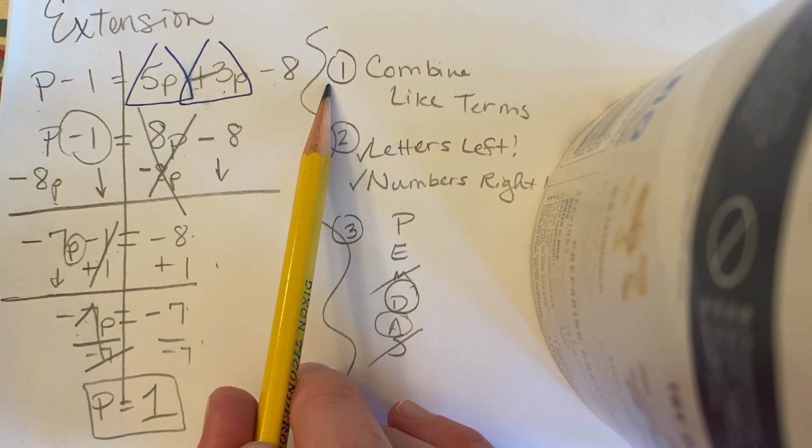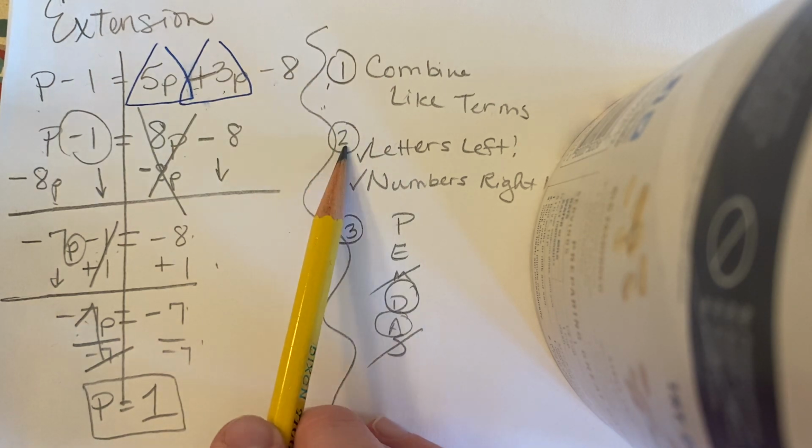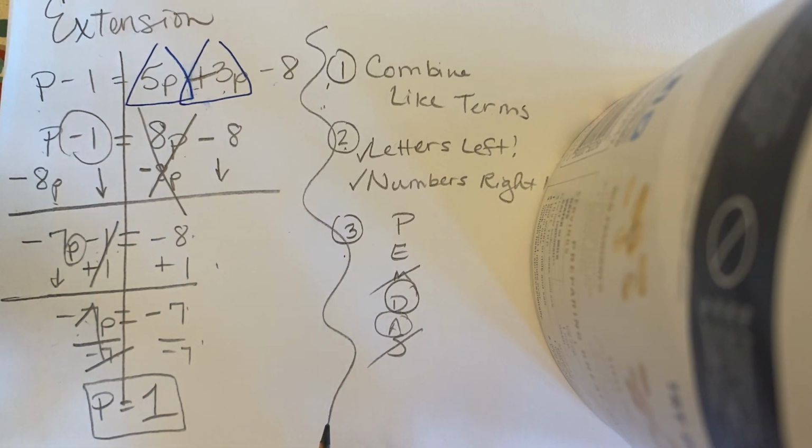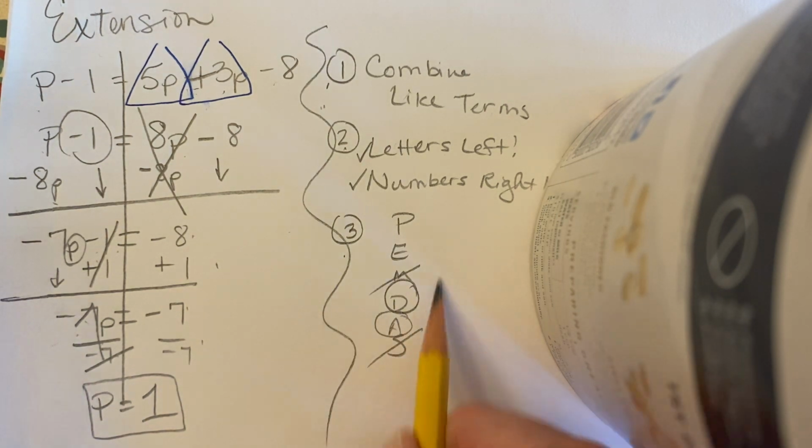First combine like terms. Always, always first combine like terms. Then move your letters left and your numbers right. Then carry out your PEMDAS. Okay, PEMDAS backwards.